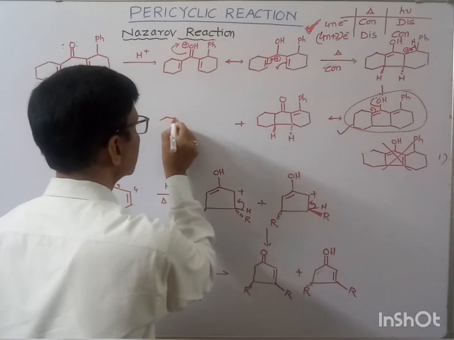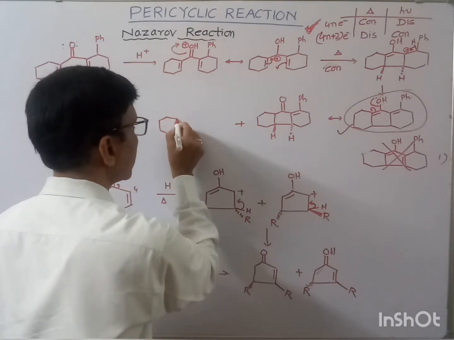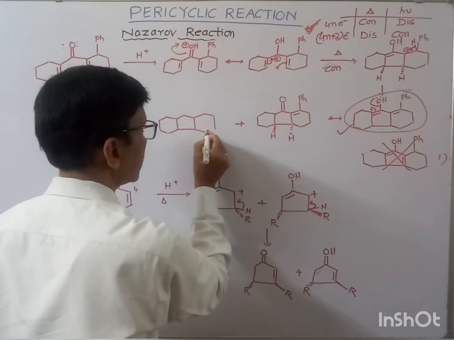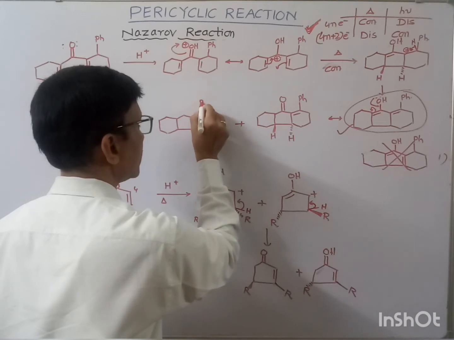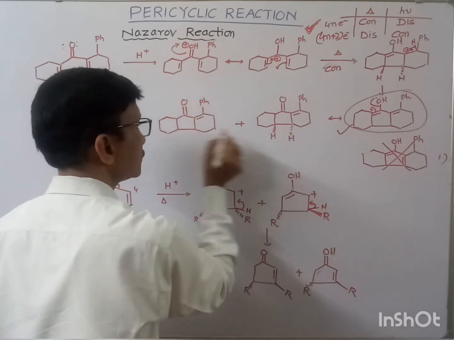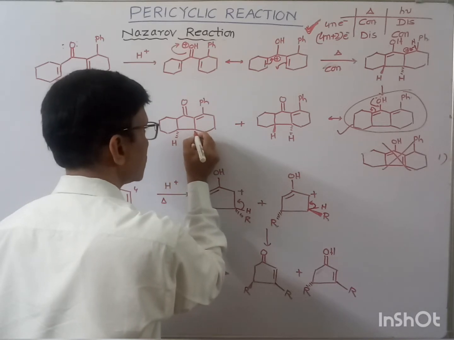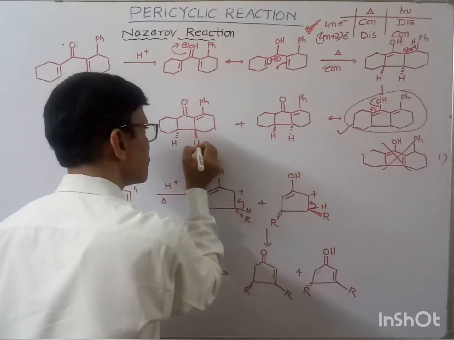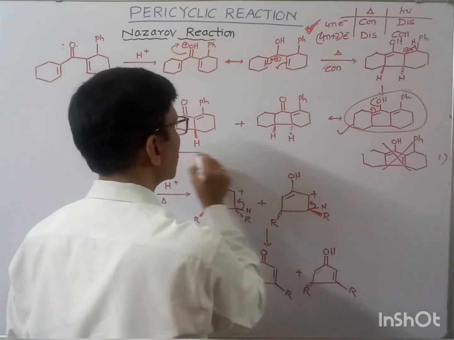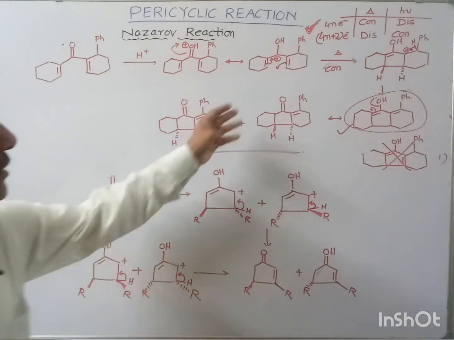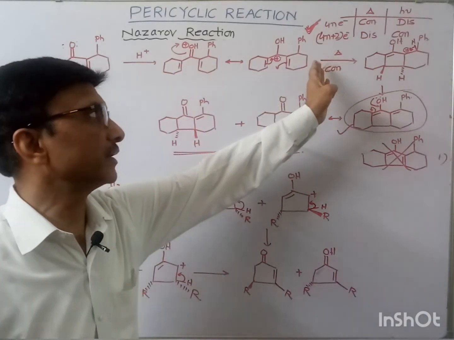So the enantiomer of this, where the stereochemistry of hydrogen may be like this, will be another product which is possible. So these two products would be formed in this case. Okay. Now this is under thermal condition.